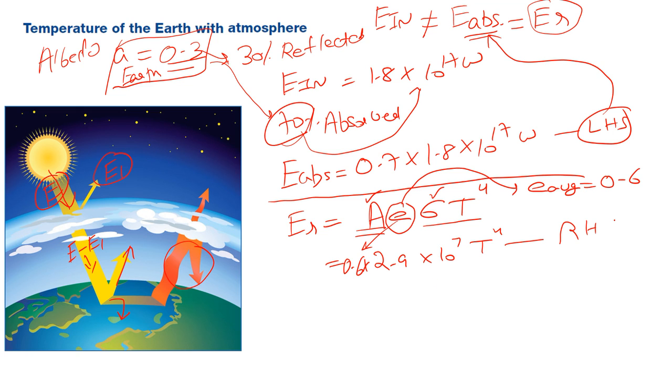So now do one thing. Equate these two values and then tell me what is the value of temperature. All of you just try to do this. Yes, sir, I'm getting it as 18.3. Okay, let me check. What is that value in Kelvin? 291. Yes, that is correct.